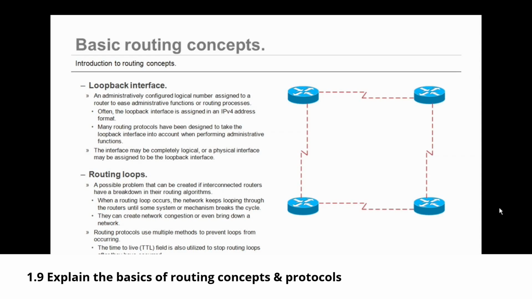One of the main methods that they use is what's called the time to live field, or the TTL field. The TTL field keeps track of how long that packet has been in existence and how far it has traveled, and after a specified amount of time or distance, it will inform the next router to drop it. This helps to prevent routing loops.